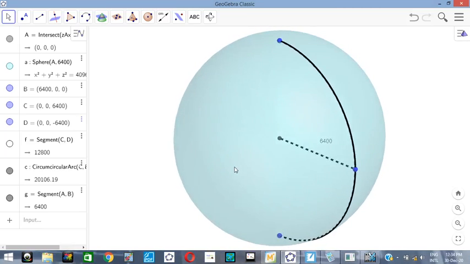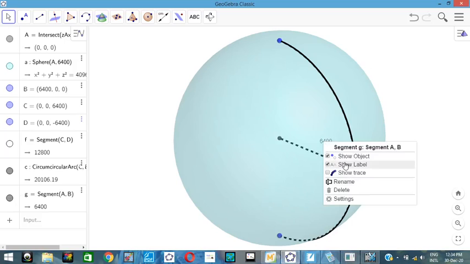Alright, I want you to get it very well. Let me take this out. I don't need it here. Let me hide it. Okay, let me hide this label.